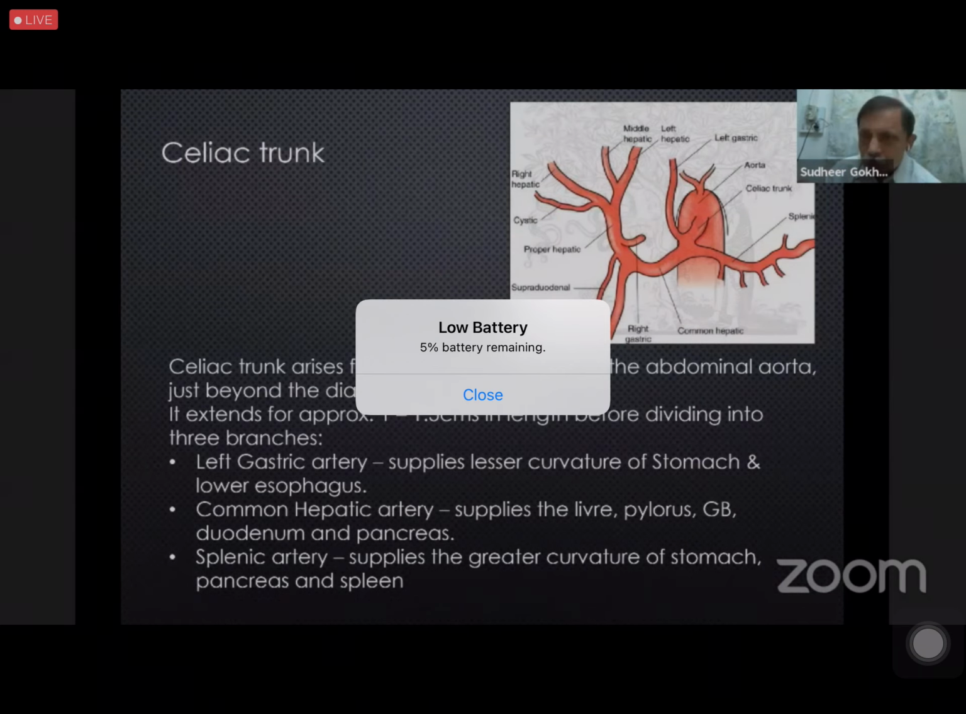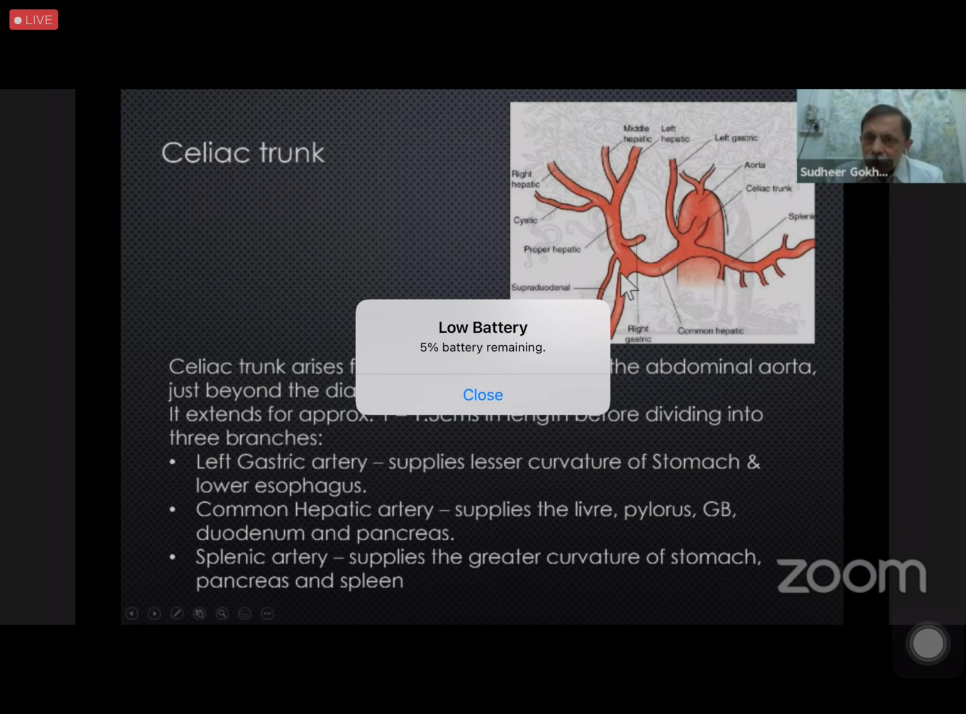It is a short artery. It is a short vessel. It has a length of around 1 to 2 centimeters, and immediately after that it divides into 3 branches. 2 are large branches. The third is a smaller branch. So sometimes it appears as if it bifurcates. So it almost creates what we call a T sign or a seagull sign.